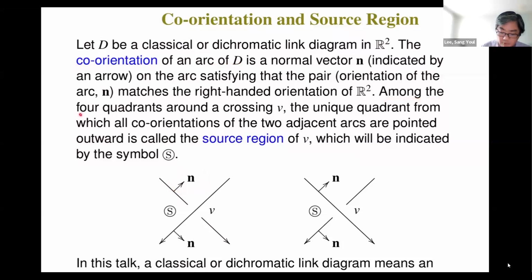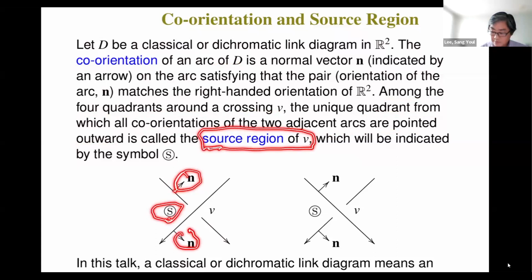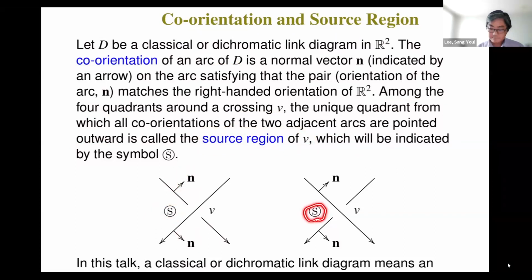Among the four quadrants around a crossing V, the unique quadrant from which the co-orientations of the two adjacent arcs all point outward is the source region of this crossing. So this is the source region, okay? The co-orientations all point outward, and this is the source region, which will be indicated by this symbol. In this talk, a classical or a dichromatic link diagram always means an oriented diagram with co-orientation, unless otherwise stated.